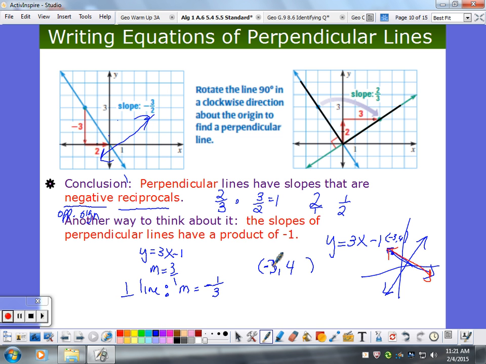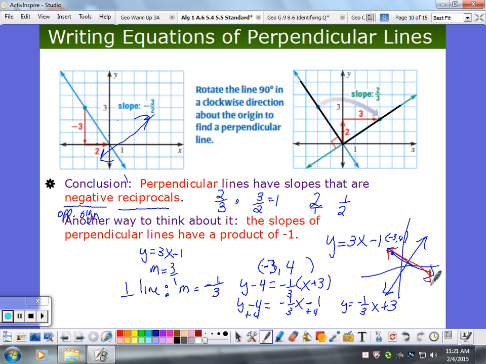You have a point. You have a slope. Point slope. y minus y1 equals your slope times x minus x1. Minus minus, here's my plus. Distribute. y minus 4 equals, well, that's negative 1/3 x. Negative times positive is negative. What's 1/3 times 3? 1. Add 4 to both sides. So y equals negative 1/3 x plus 3. That will be this one.